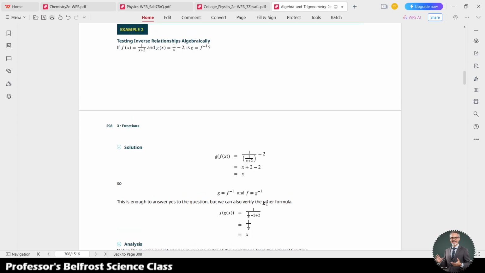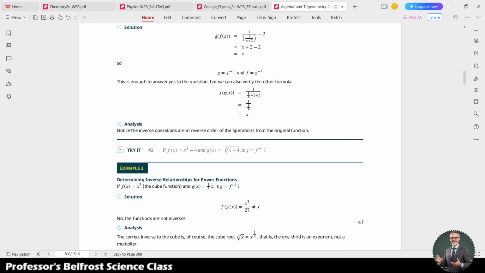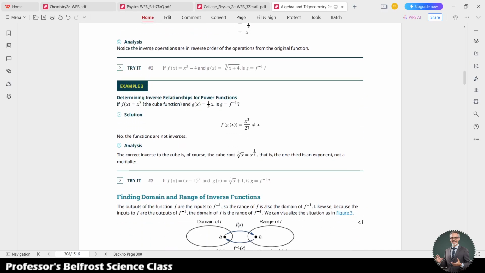but you can also verify it the other way. For example, you take this as the base. Okay, so 1 over x plus 2, and insert this. So this is 1 over x minus 2. So it is 1 by 1 over x. So this is x. So both are inverse functions of each other.